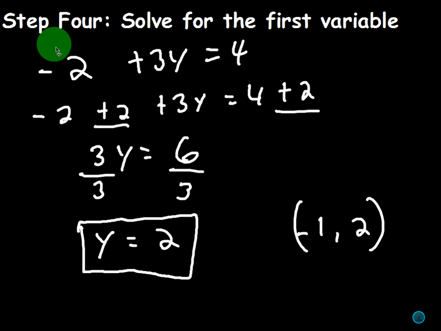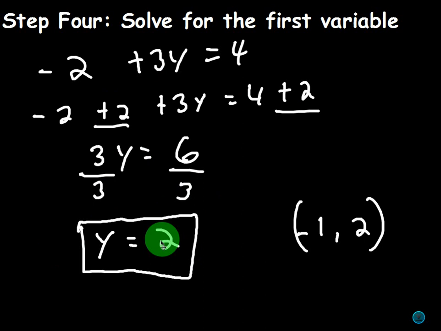Can you go back? Just for a second. All right, so 2 times -1 becomes -2. Now we can solve for that first variable by getting y by itself. To do that, we're going to add 2 to both sides. So we get 3y equals 6, divided by 3, y equals 2.